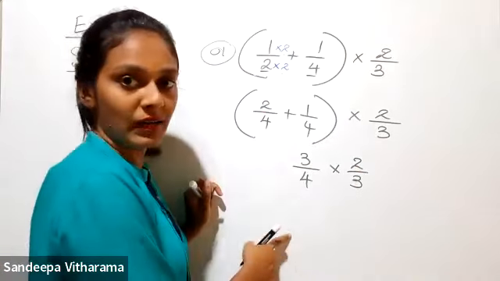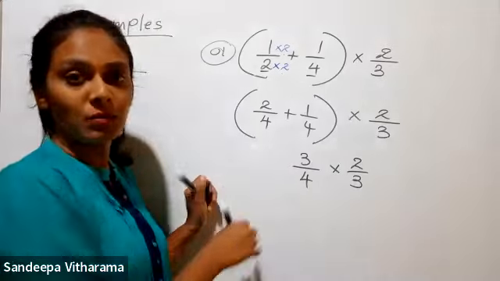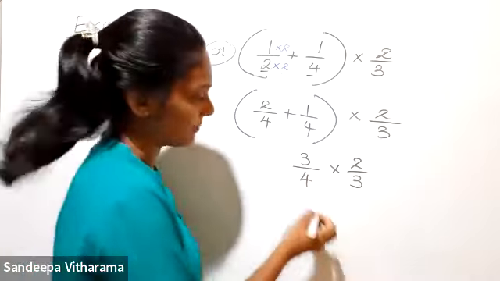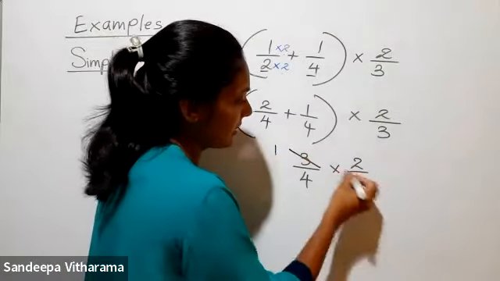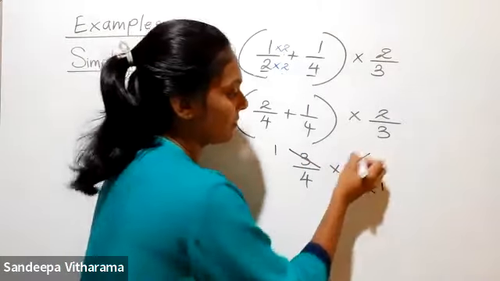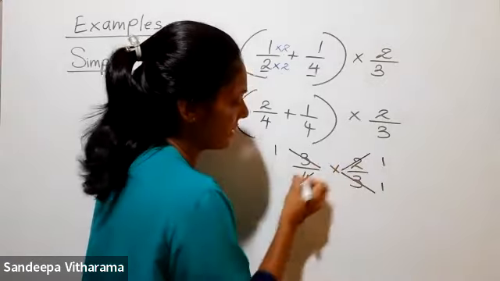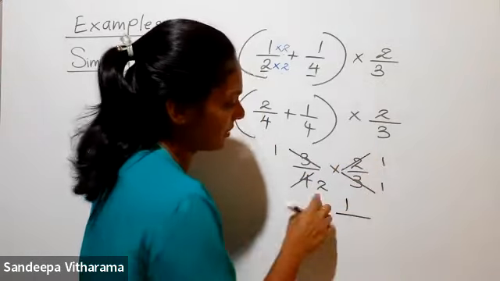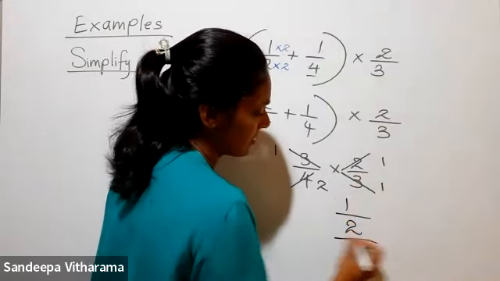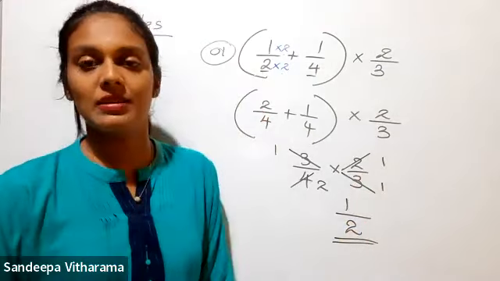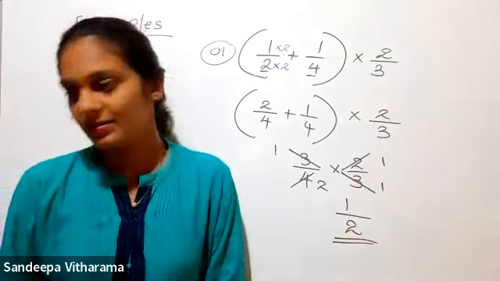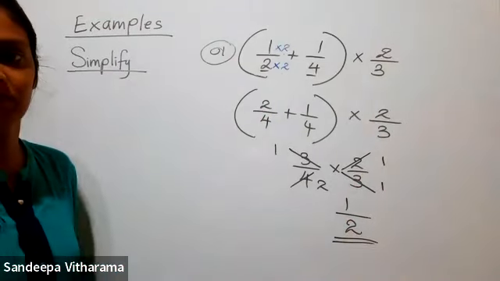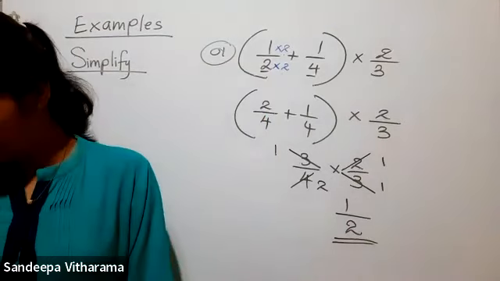When you multiply, if we have common factors in the numerator and denominator, we can simplify them. Here, 3 and 3 can be cancelled. And for the 2, 2 and 4 are divided by 2. 1 into 1 is 1, 2 in 1 is 1 upon 2. Answer is 1 upon 2. Is it clear? Yes, teacher.